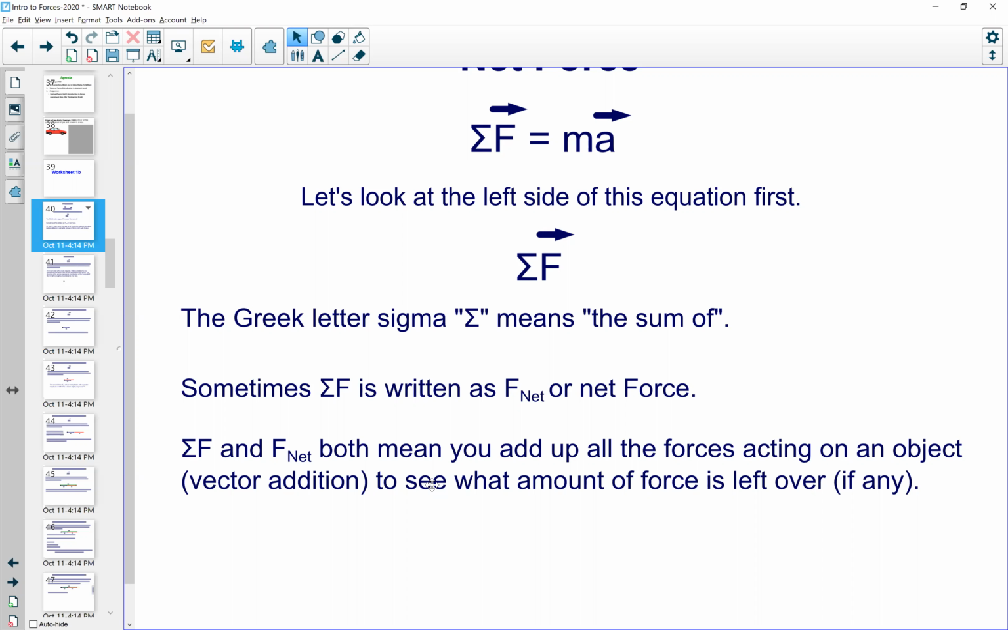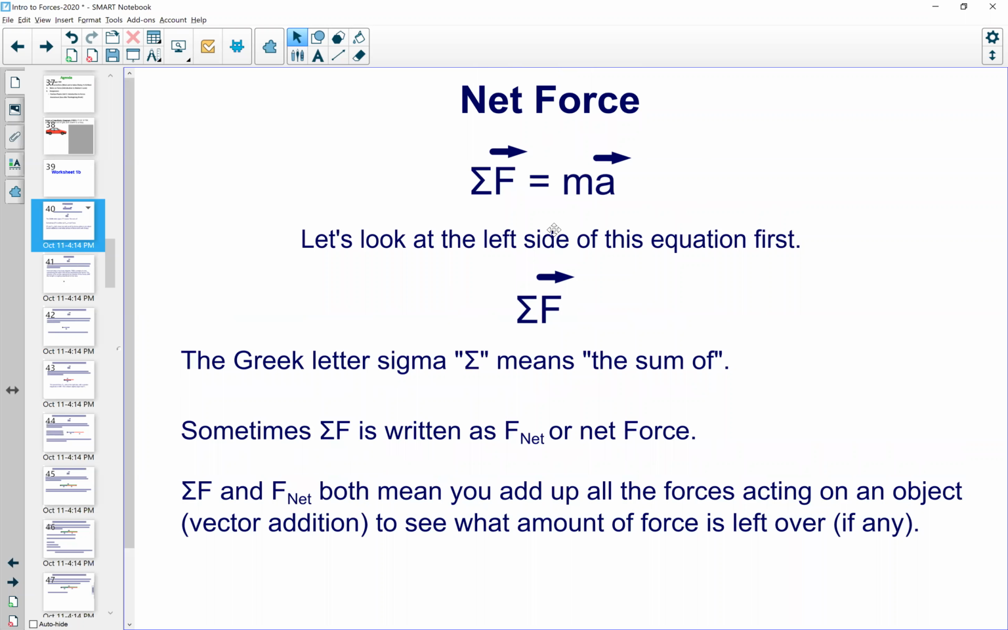And whatever's left over is what we call the net. Whatever doesn't get canceled out is what we call the net force. And so the net force is what's going to tell us how much that mass will accelerate. Now, the net force and the acceleration will always be in the same direction. So that's a key thing for figuring out what is the net force, both its magnitude and its direction.